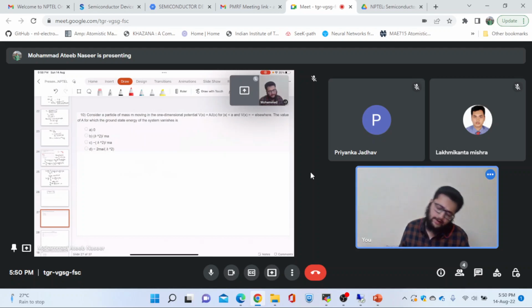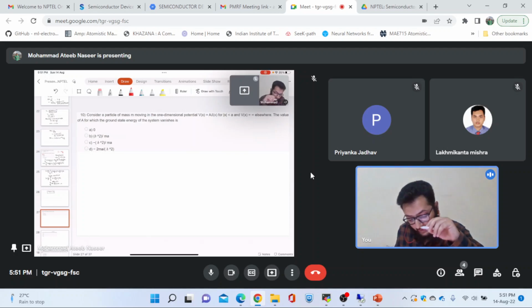So it states that we have a particle of mass m moving in one dimension with a potential which is given by a times delta of x between the limits, and it is infinity elsewhere, and we are required to find the value of this a for the ground state energy to be equal to 0.